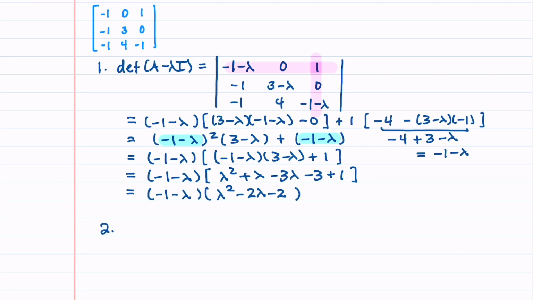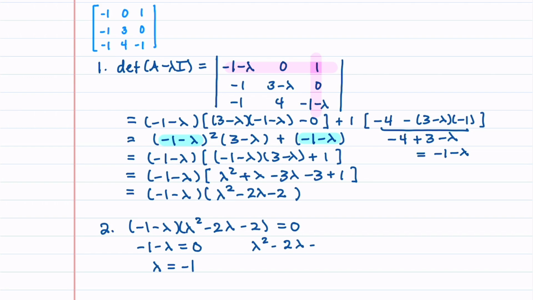Our second step is that we're going to take what we just got and we're going to set it equal to 0 and solve for lambda. This gives us minus 1 minus lambda is equal to 0, which gives us lambda is equal to minus 1. And then we have lambda squared minus 2 lambda minus 2 is equal to 0. Unfortunately, we can't factor this without using the quadratic formula, so let's go ahead and do that.